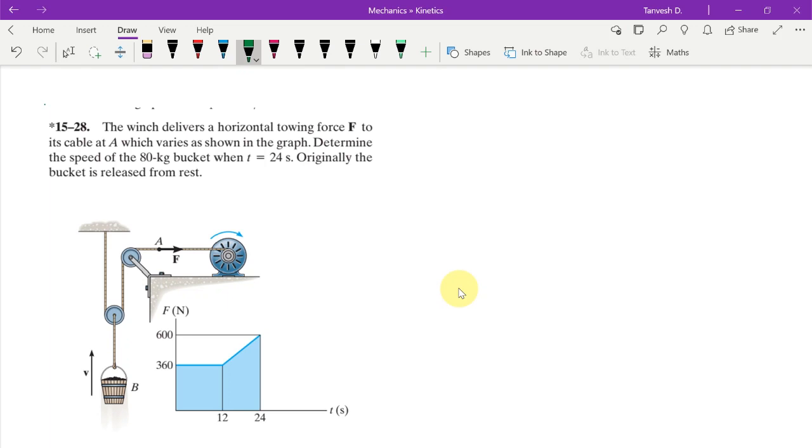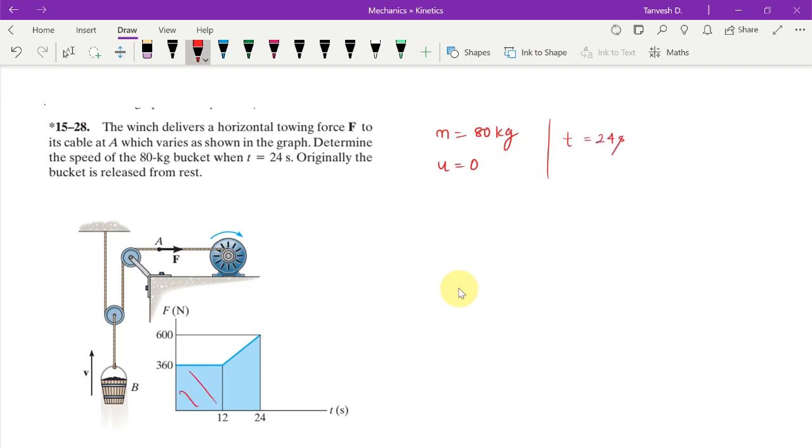What is given here is a winch delivers a horizontal towing force F to its cable at A, which varies as shown in the graph. Determine the speed of the 80 kg bucket when t is equal to 24 seconds. Originally the bucket is released from rest. So what is given is the mass of the bucket, which is 80 kg, and the initial speed of the bucket is 0. We need to determine the speed at t equals 24 seconds.